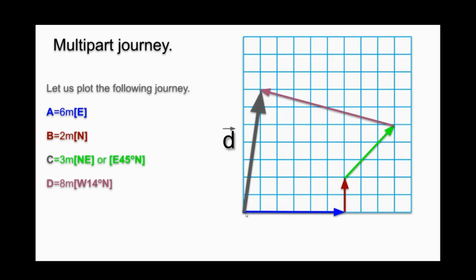There's the displacement vector. The object started here, it wound up there. The path is irrelevant to the vector. The vector just says, where were you? Where are you now?